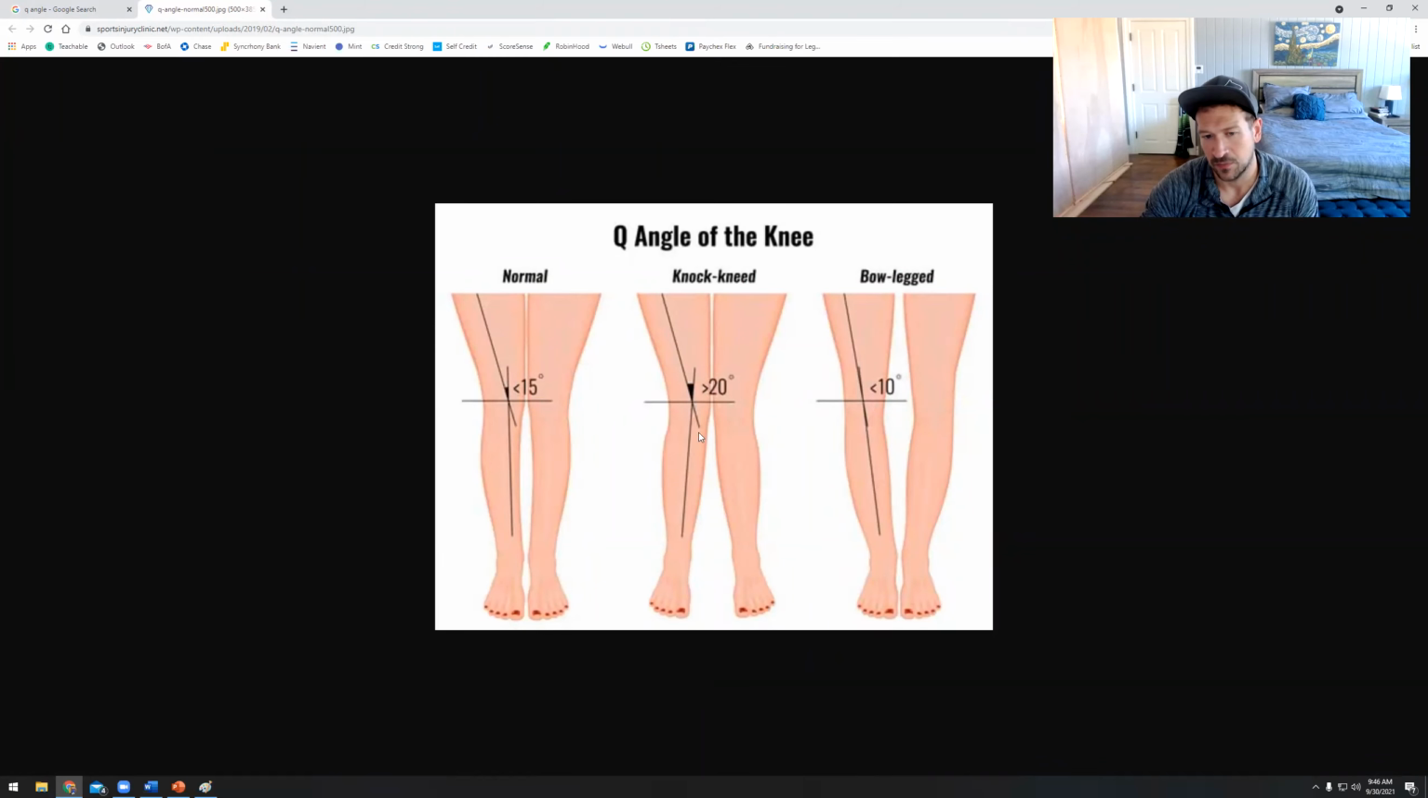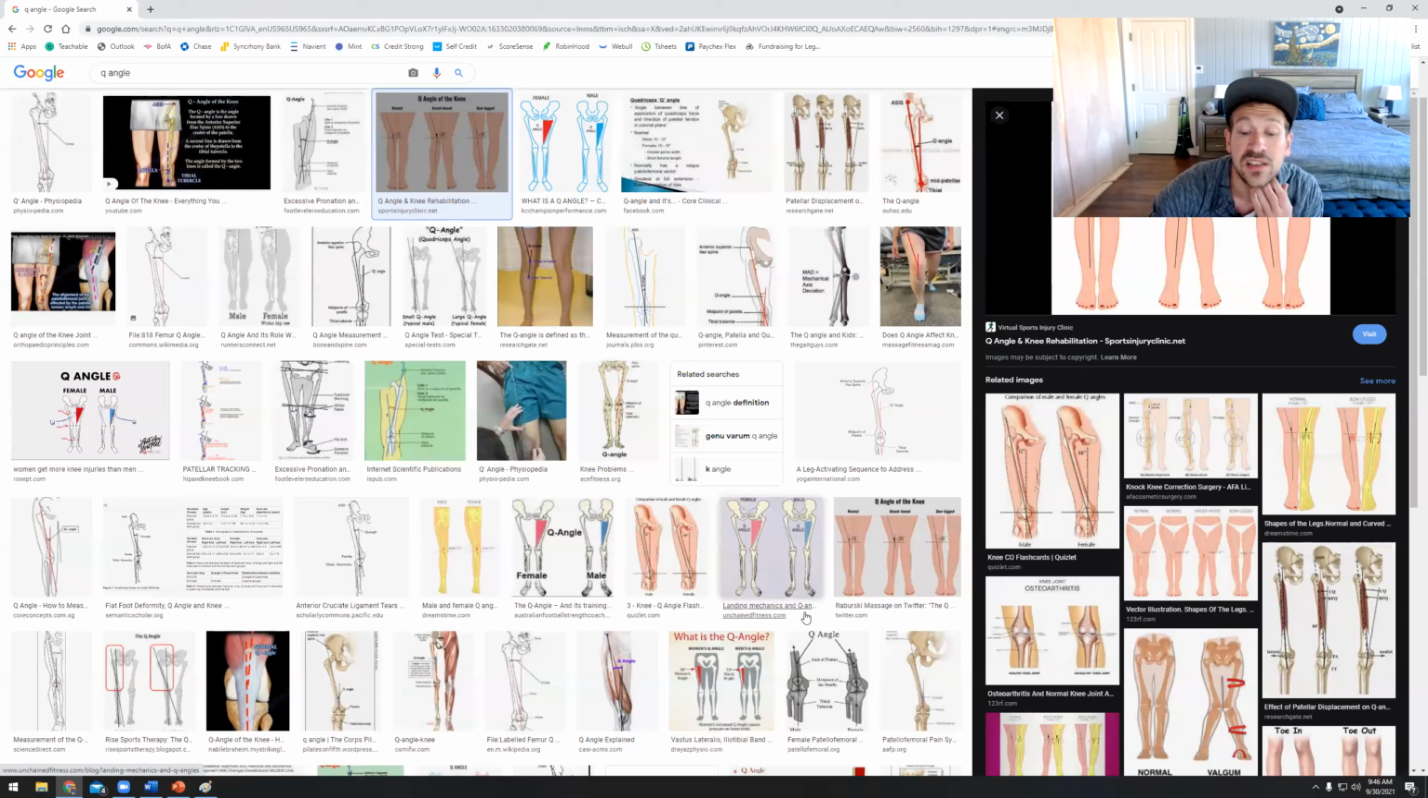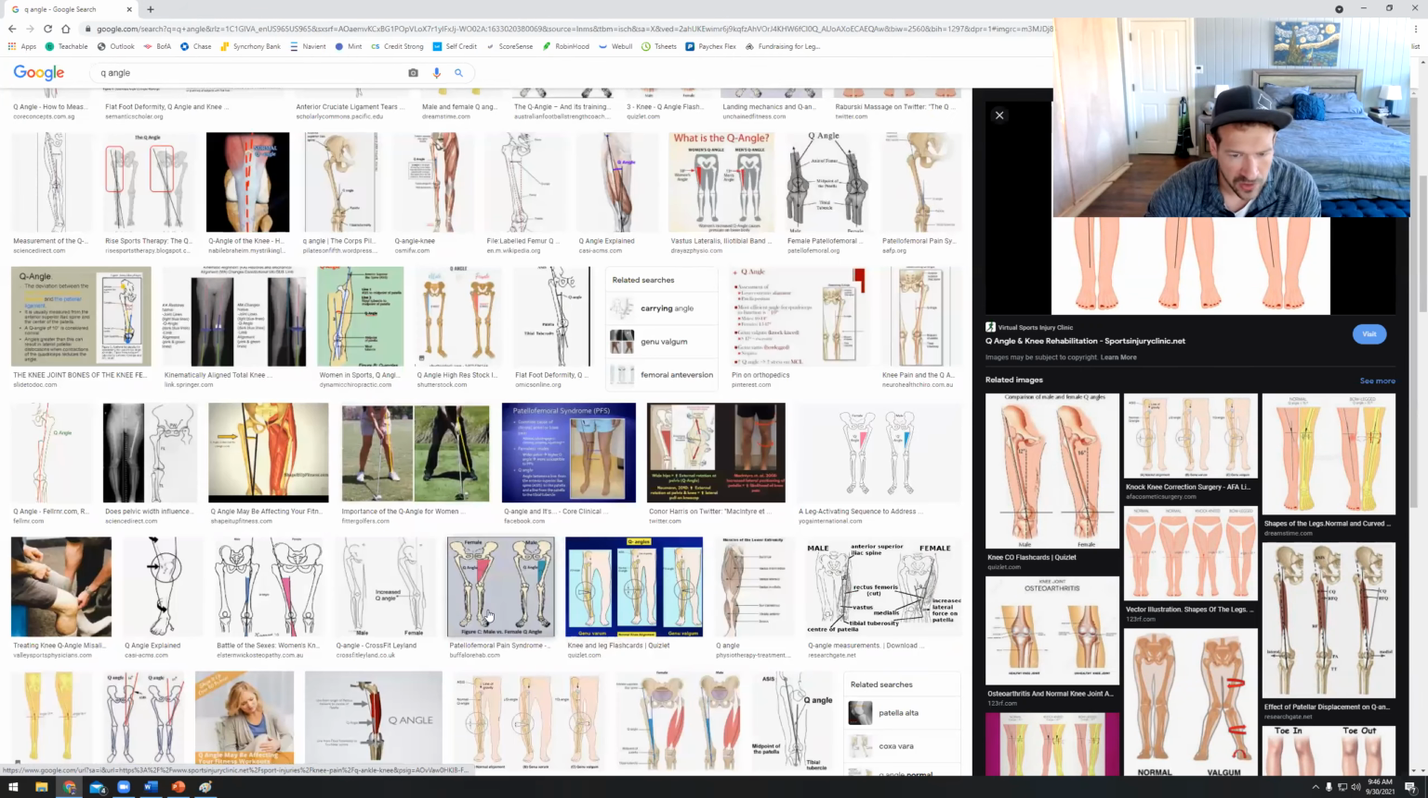We see the excessive pronation of the ankle, which causes the knees to cave in. That's knock-kneed. That's an increased Q angle. And then you'll sometimes see people whose legs go out. That's bow-legged. That's also not good. We don't want to decrease our Q angle too much. Let me find a picture.